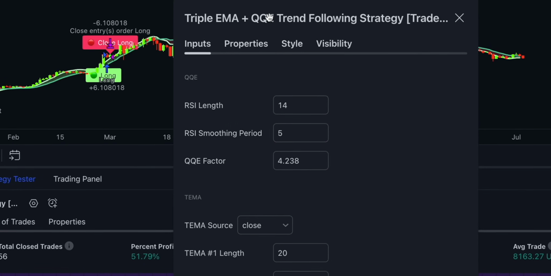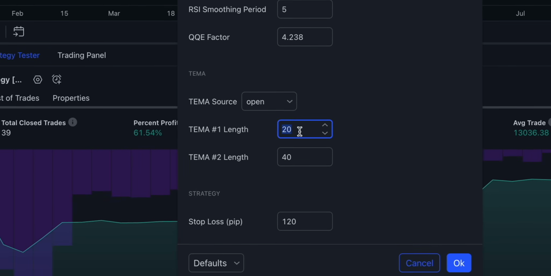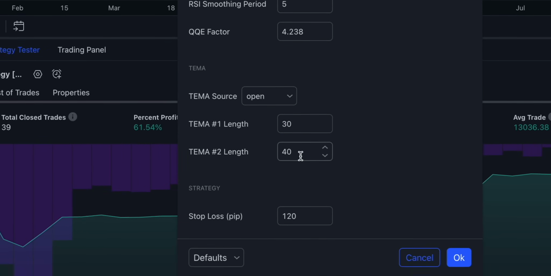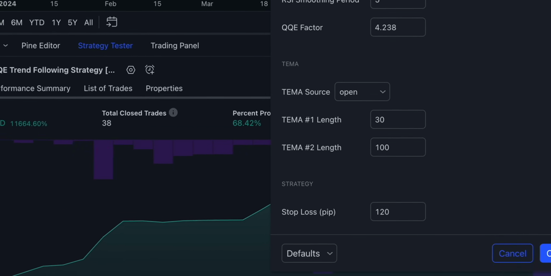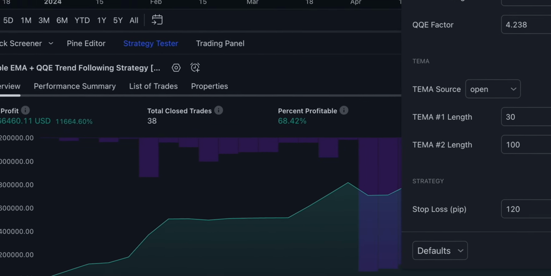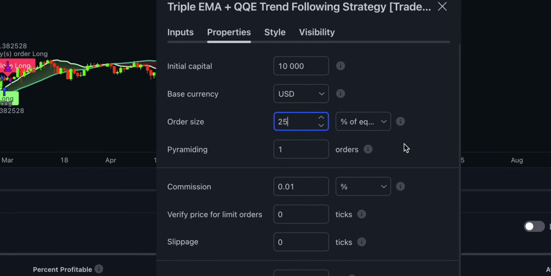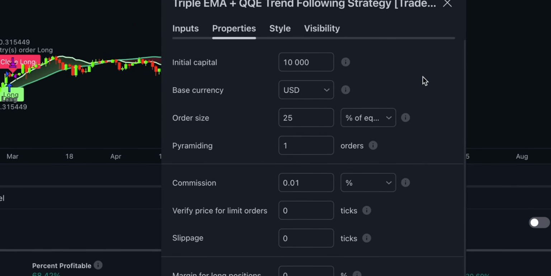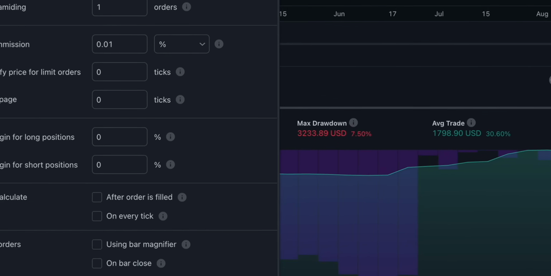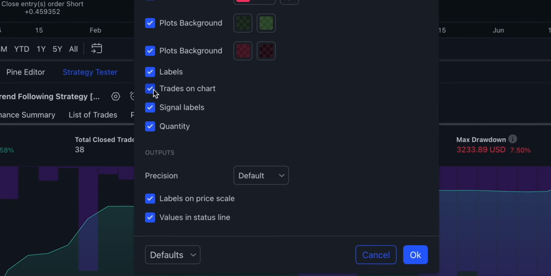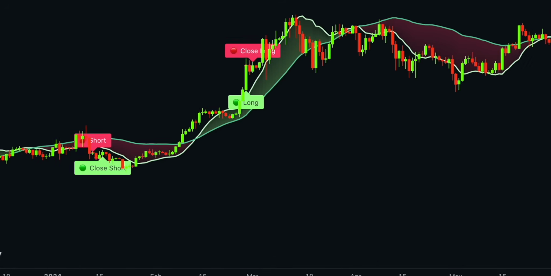Simply perform the following customization. The first step is to change the TEMA source to open. Then set the first TEMA length to 30 and the second TEMA length to 100. The winning rate has increased to 68%. Now go to Properties and change the order size from 80% to 25% of total equity. This will limit the maximum drawdown to 7.5%. Finally, go to the Style section and hide the trades on chart.